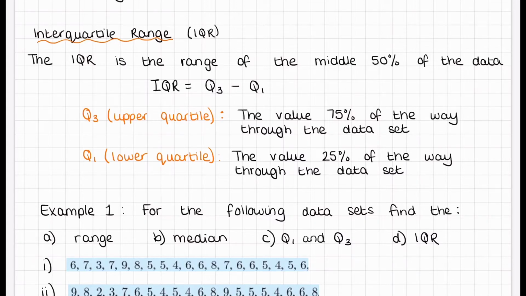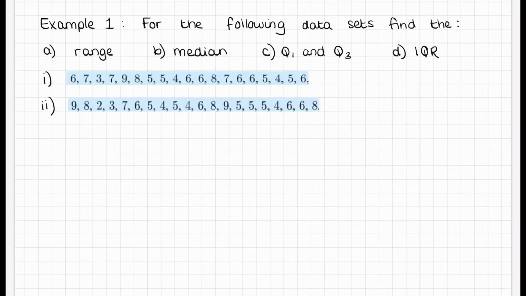Now, with these following data sets, I want you to find the range, the median, quartile 1 and quartile 3, and the interquartile range. With this example, we're going to do question 1 by hand, then we'll do number 2 with your calculator. So for 1 A, we want the range. The range is always the biggest number minus the smallest number. The biggest number is 9 and the smallest number is 3, which means the range will be 6.